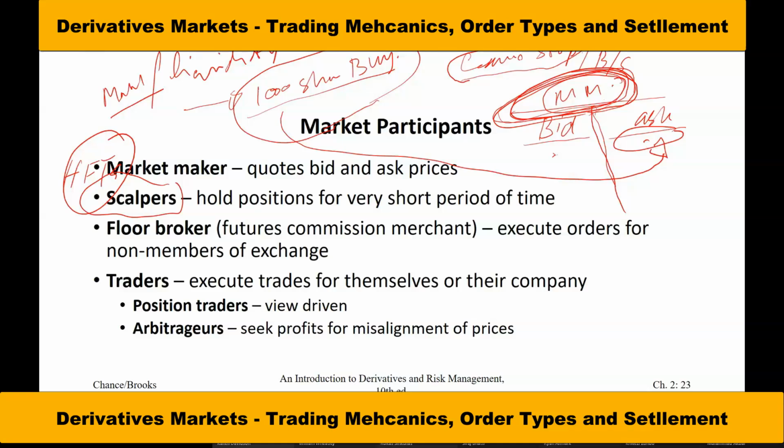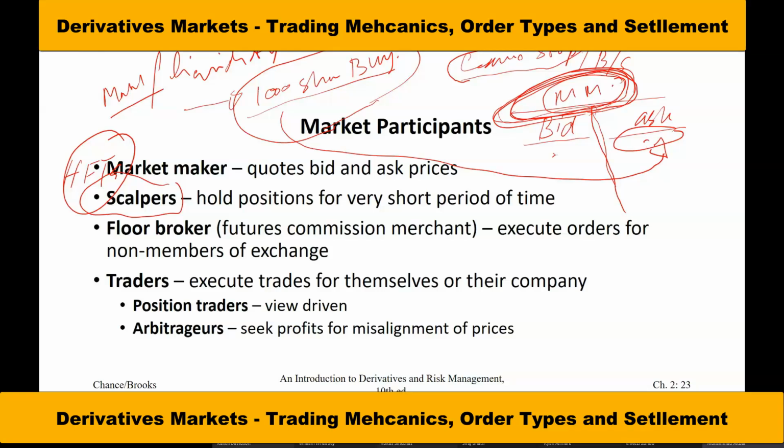It's a highly risky strategy. Then the floor brokers are those who represent the broker or the member on the floor of the market, and they receive commission. They execute orders for both their employer and non-members of the exchange. This is particularly relevant for physical trading. For electronic trading, we know that it's mostly not essential.